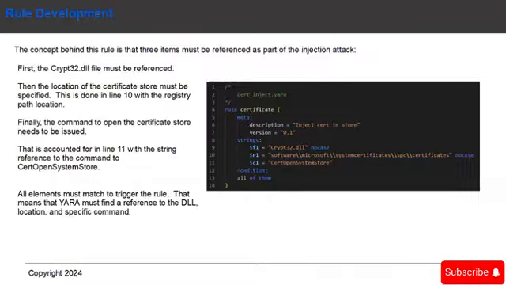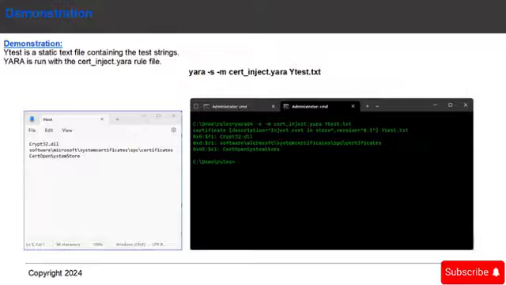And then finally, we have to meet the condition of being able to issue the CertOpenSystemStore command. That's accounted for in line 11. Now, all 3 of these things have to happen. Therefore, the condition on line 13 is all of them. In our lab, we execute this against a static text file. Notice the single backslashes in the registry notation. That's what it would look like in the real world, and we do have a hit here. We see the reference to Crypt32 DLL, the registry path, as well as the command.